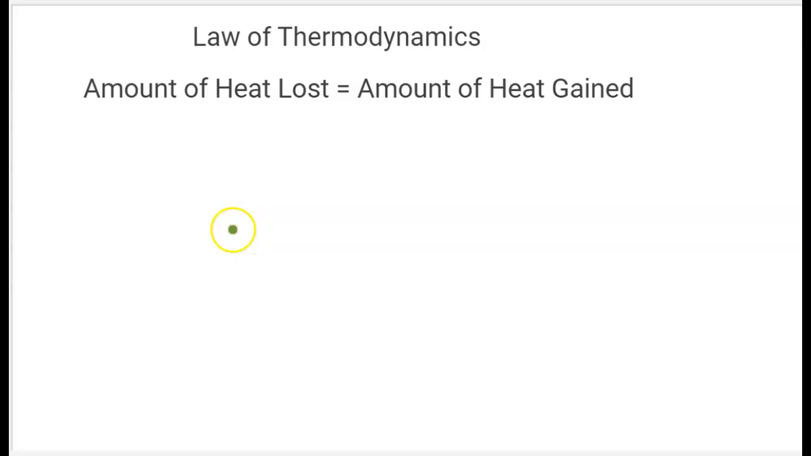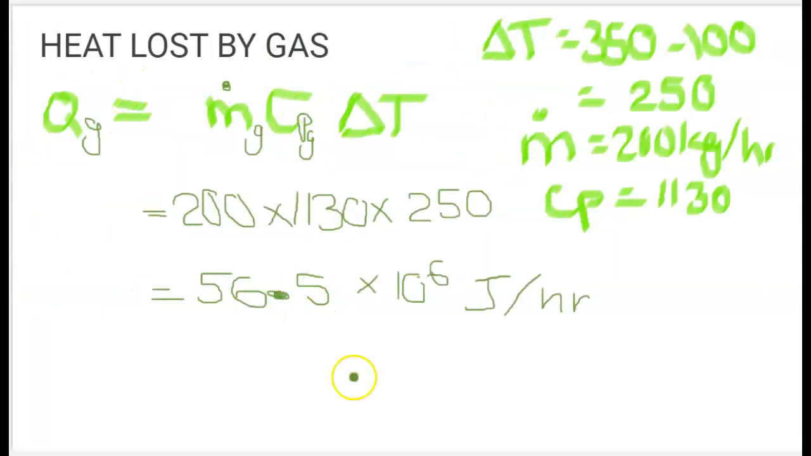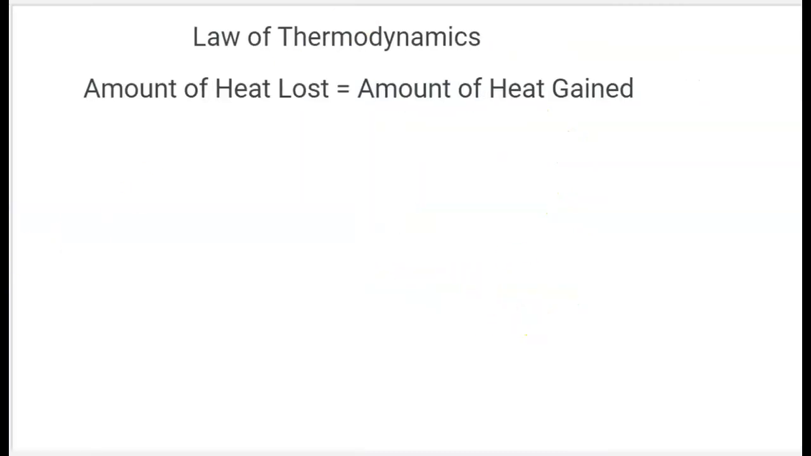Okay, now we've got the first law of thermodynamics, which states the amount of heat lost is the same as the amount of heat gained, because energy cannot be created nor destroyed. The amount of heat lost by the gas was 56.5 megajoules per hour. So we're going to do the same. We need to find the amount of heat gained per hour. The heat gained is the heat gained by the water.